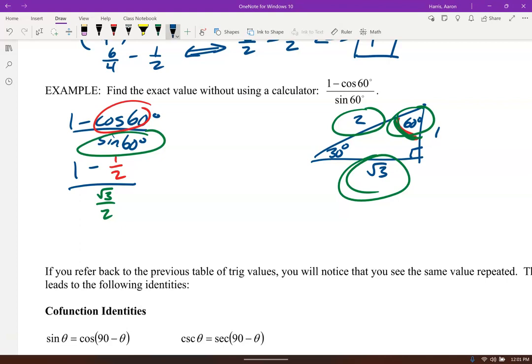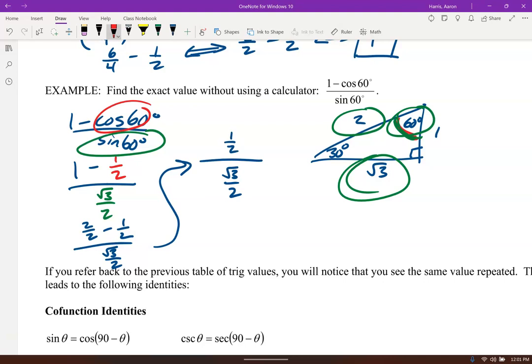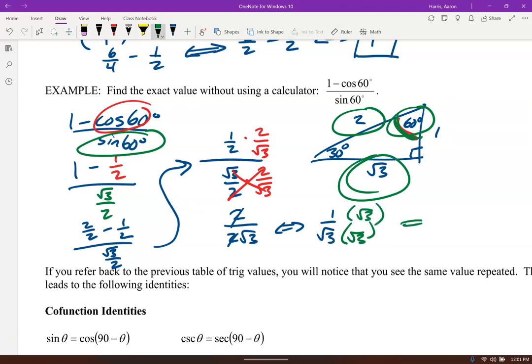All right, well, we got 1 minus a half, so I got 2 over 2 minus 1 over 2, all over root 3 over 2. So I got 1/2 all over root 3 over 2. Multiply by the reciprocal, keep, change, flip, if you will. So I got 2 over 2 root 3, so I got 1 over root 3, and we just need to rationalize that. So we got root 3 over 3.